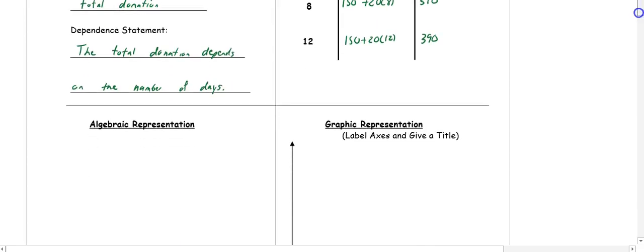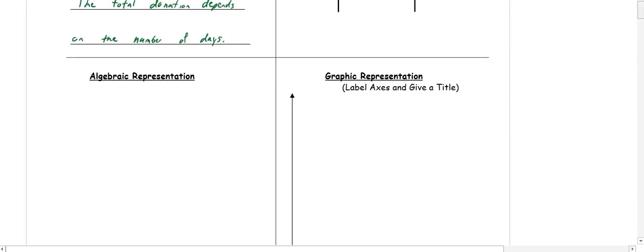Then we're going to make an algebraic representation. So remember, we need a variable for each of the independent and dependent. So we're going to say that T is going to represent total donation, and D is going to represent days. Remember that we can't use the same letter. That's why I didn't use D for donation, I used it for days instead. So you can only use the letter once. So we're going to, in this case, have T, the total donations, is equal to $150 that they already started with, plus 20D, because it's 20 times $20 per each day.